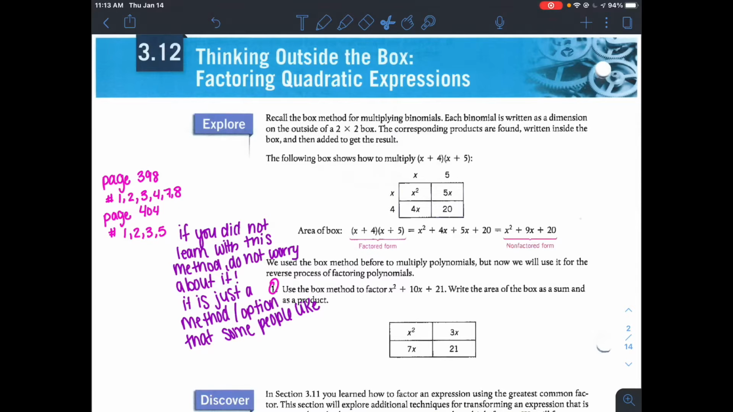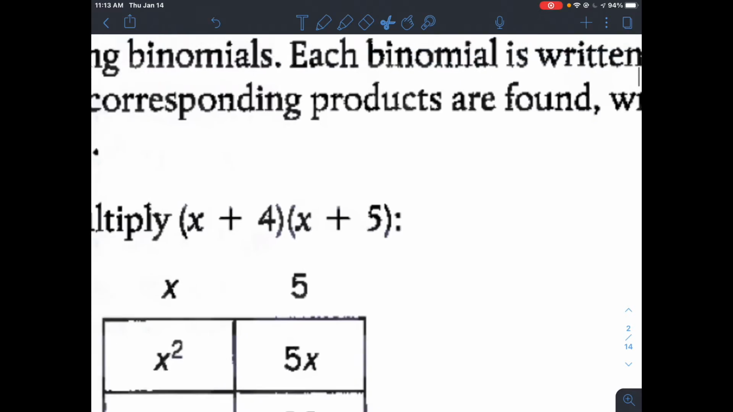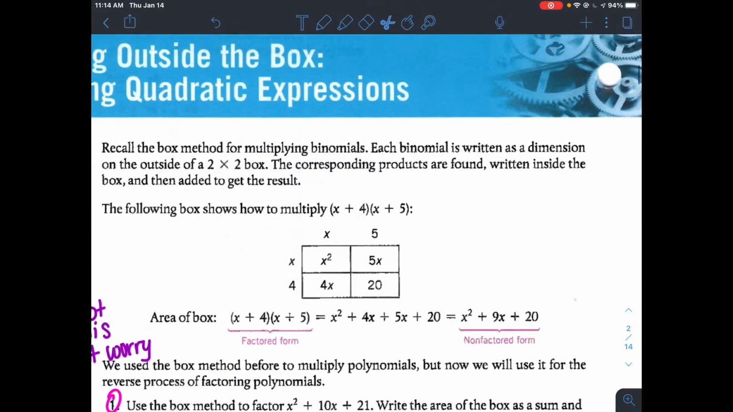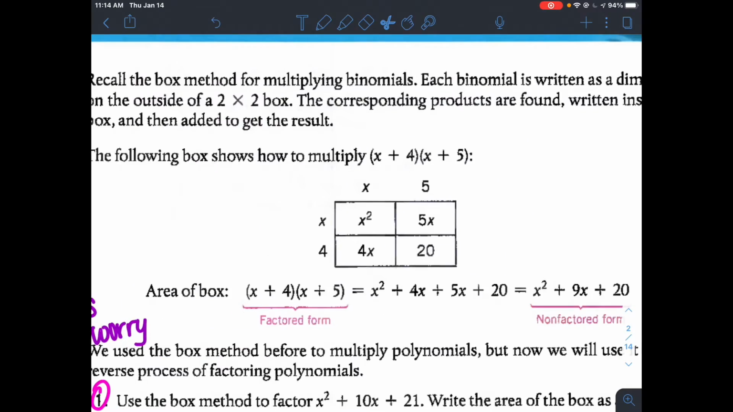All right, so we've got a couple really exciting days filled with the quadratic formula. And today we're going to start with just factoring quadratic expressions. Some of you may or may not have seen the box method for multiplying binomials. This is a binomial, and it's written in a 2x2 box like that.